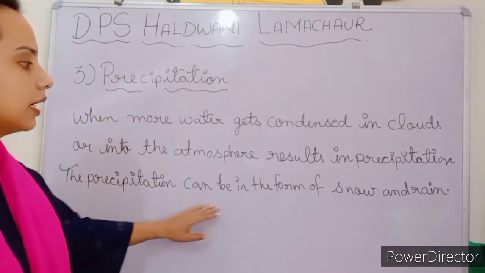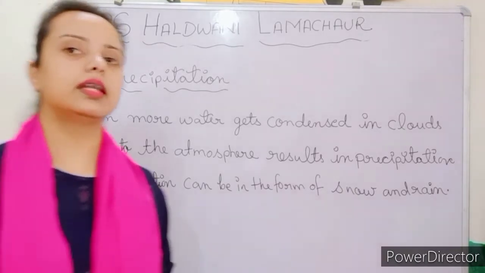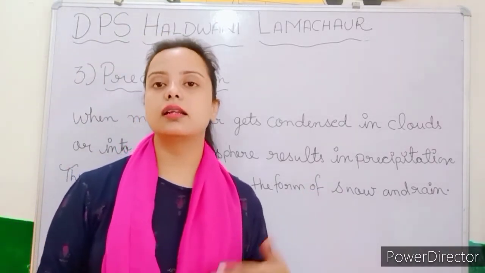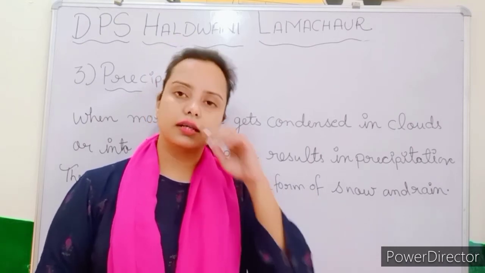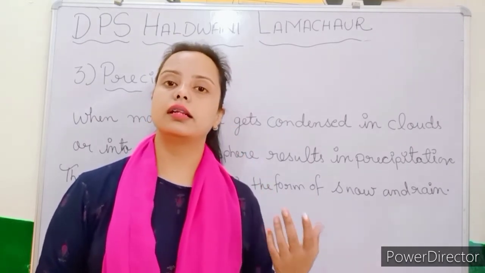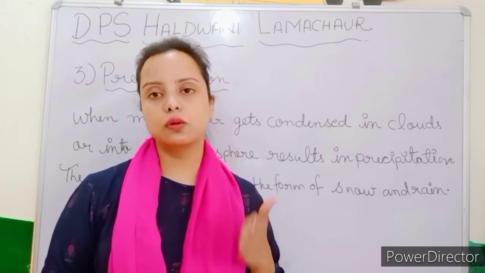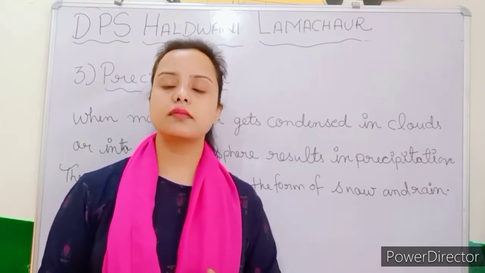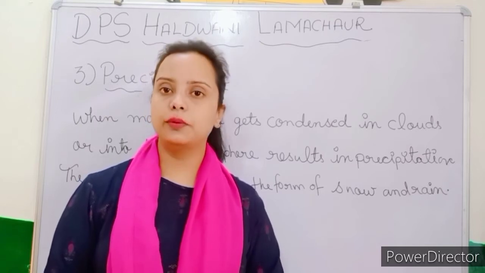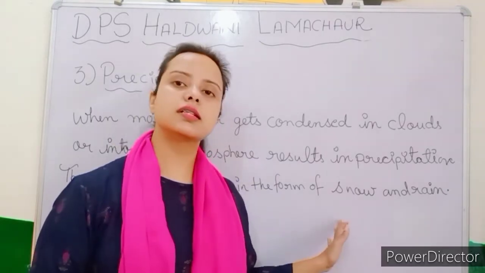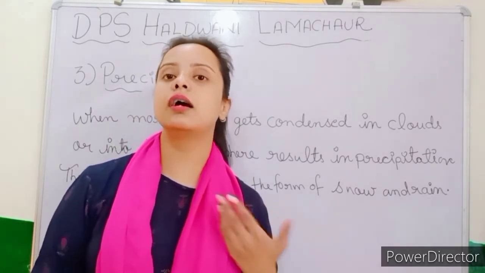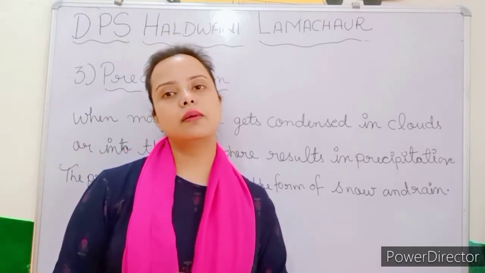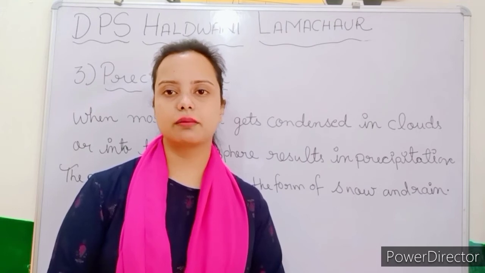The precipitation can be in the form of snow and rain, and hence when this water gets condensed in the atmosphere or in the clouds, it results in snowfall or rain. Okay, so I hope you understood this process, that is the water cycle or the hydrological cycle. Now let's move to our next topic.